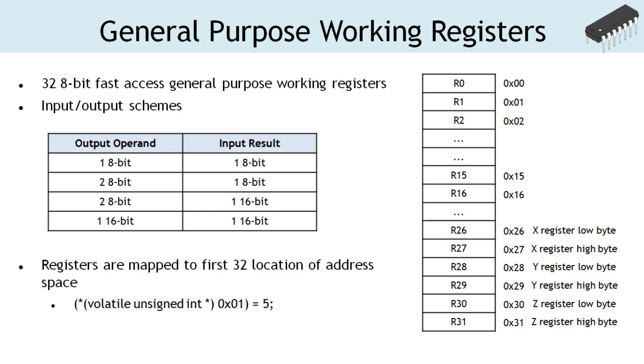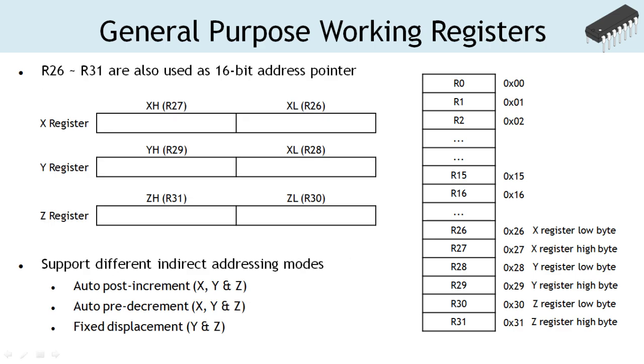The registers can be accessed from a C program using a pointer pointing to the address of the register. For instance, if a pointer is pointed to the address 01 and it is assigned a value as shown, the register R1 is assigned the value. Registers R26 to R31 of the register file can be used as 3 16-bit indirect address register pointers apart from their general purpose uses. This enables efficient address calculations for indirect addressing.